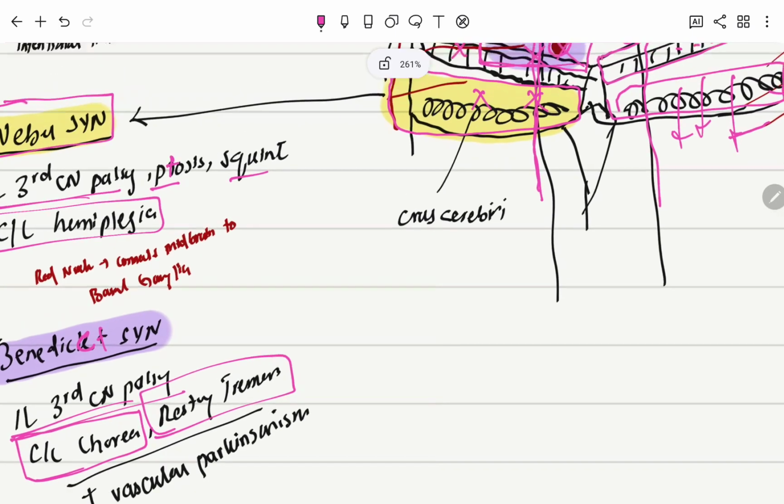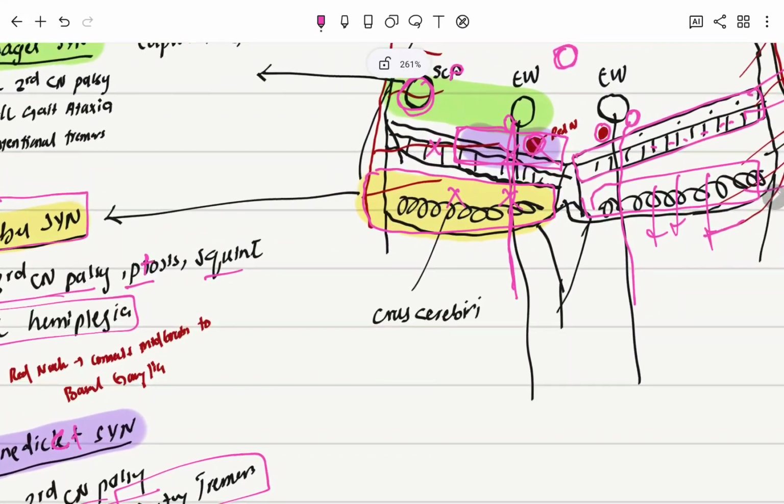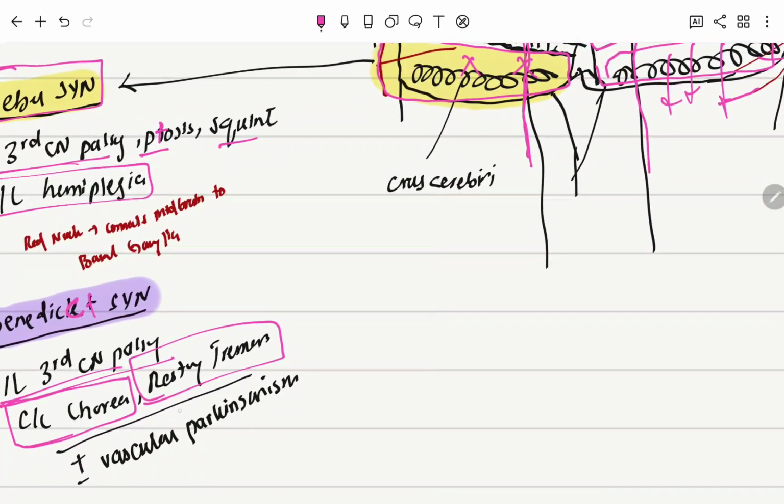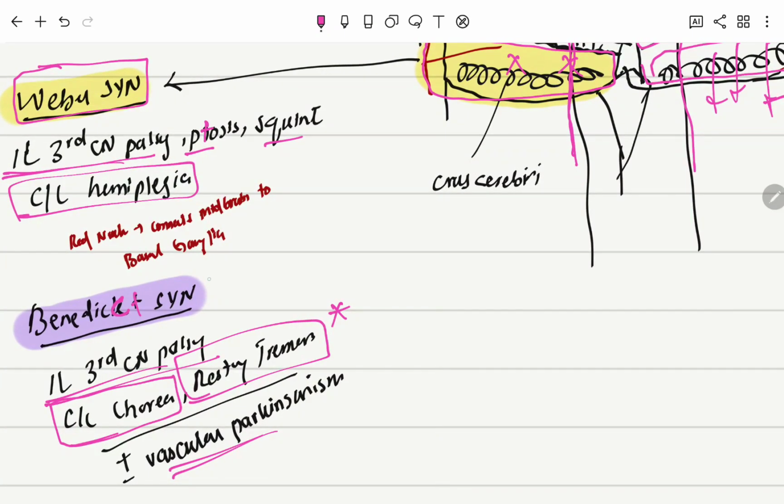Plus sometimes what happens, this substantia nigra is also involved, so the patient might have vascular Parkinsonism-like features. We know that when the basal ganglia is involved, there will be chorea-like movements and athetosis, and there will be resting tremors in those patients. So this is called the Benedict syndrome. The first one was the Weber syndrome, and the second one is the Benedict syndrome.